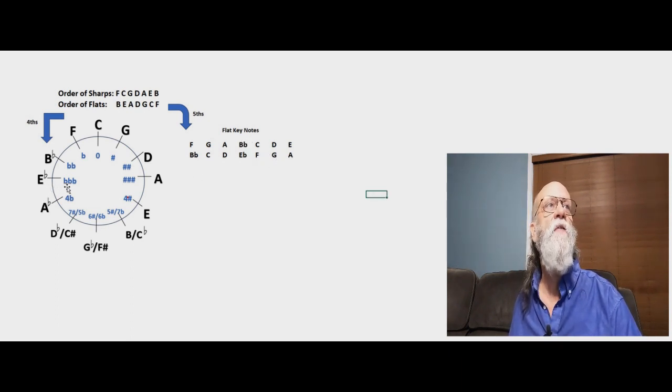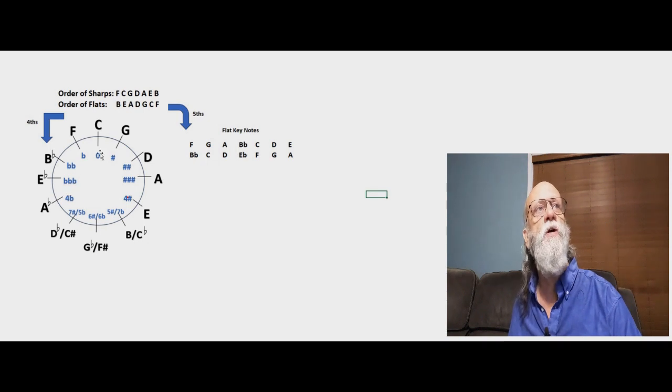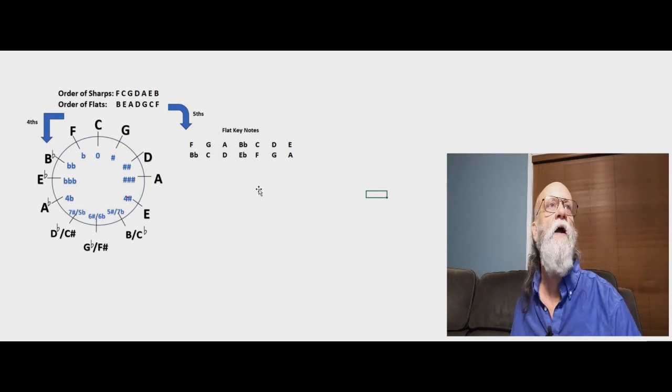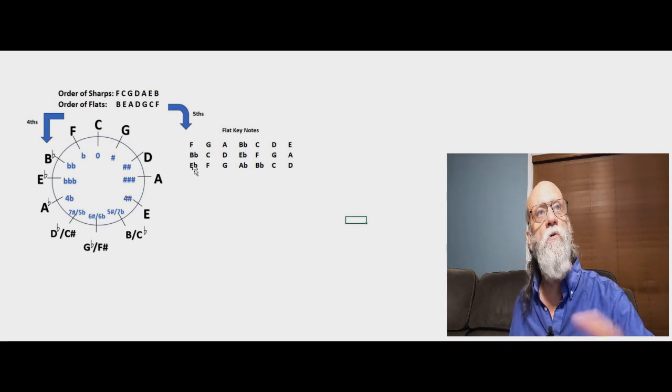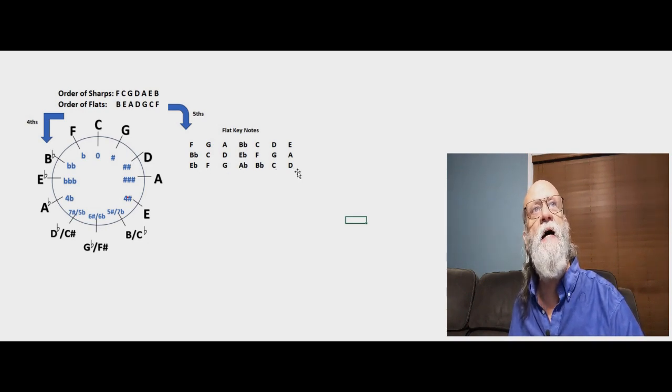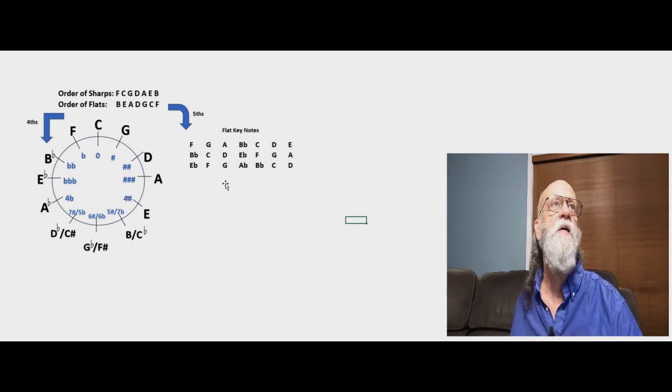If I went down to the E flat, there's three flats, and that's going to be B, E, A, right? So B, E, and A are going to be the flatted notes. It's going to start on E flat and go in order through the alphabet: E flat, F, G, A flat, B flat, C, D will be the notes of that scale.